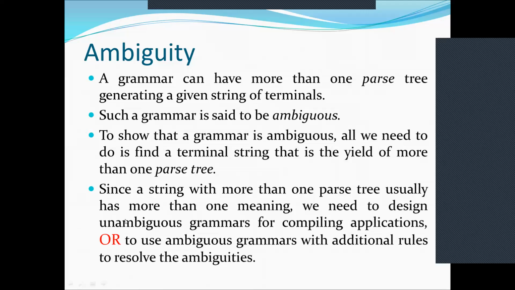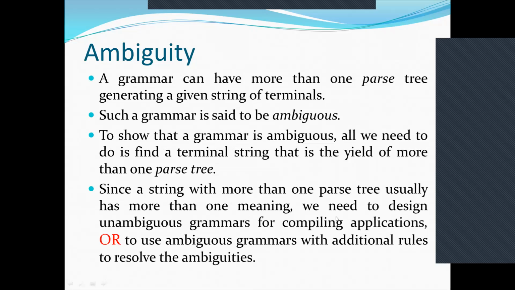Since a string with more than one parse tree usually has more than one meaning. As I said, if you have multiple parse trees, it means you have multiple meanings as well. We need to design unambiguous grammars for compiling applications.